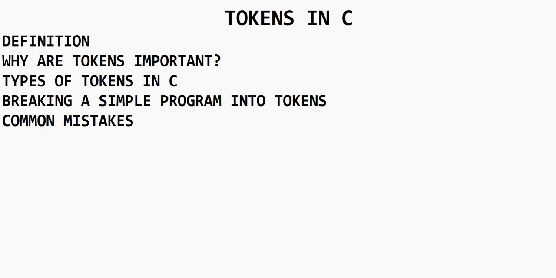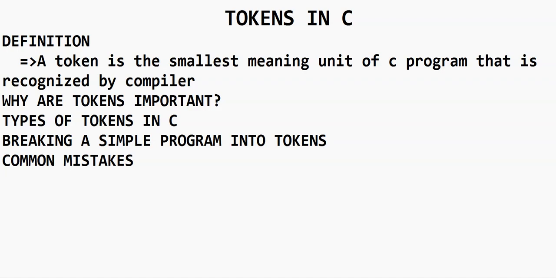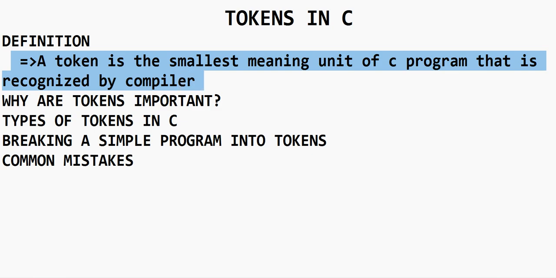Next, first coming to the definition. In simple terms, a token is the smallest meaningful unit of a C program that is recognized by the compiler. Again, I'm repeating: a token is the smallest meaningful unit of a C program that is recognized by the compiler. Here is the definition I have typed out. Please try to note this. It is the definition of a token.